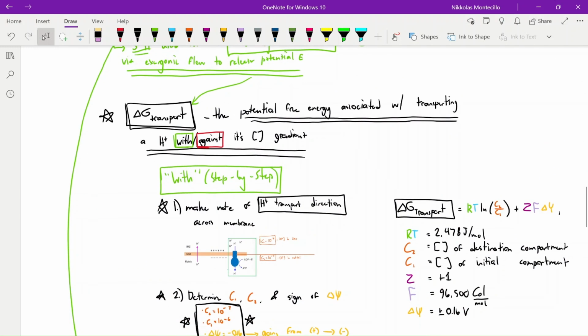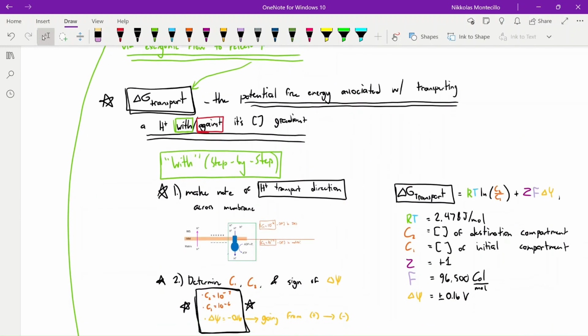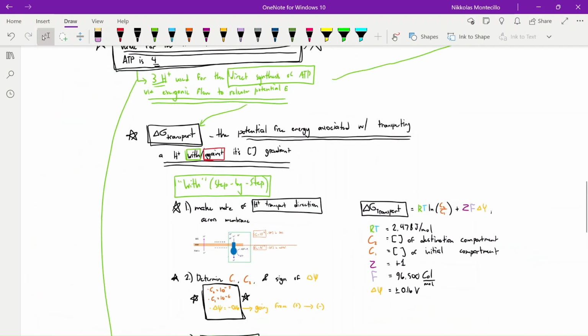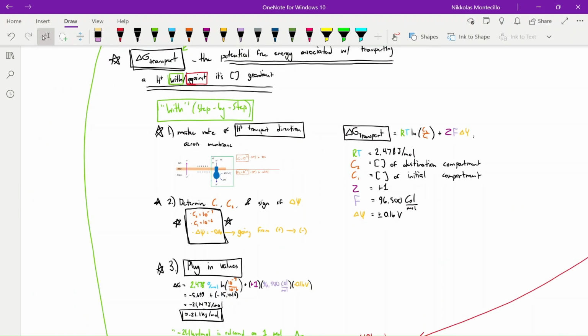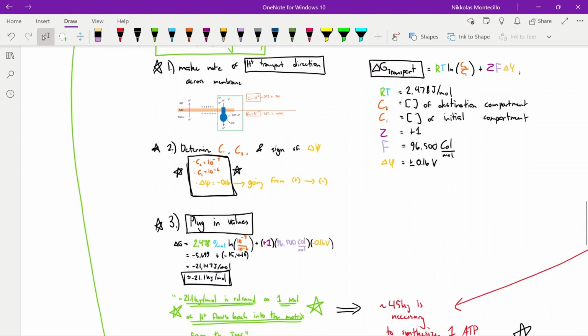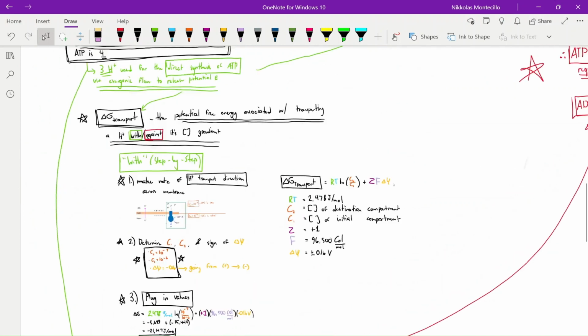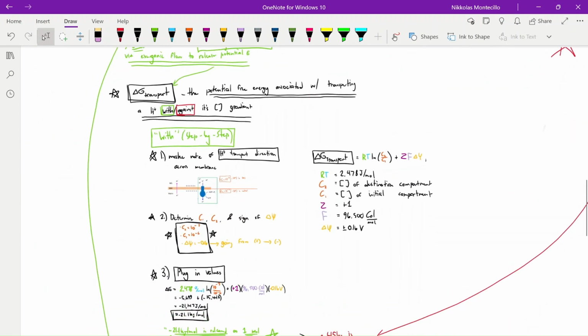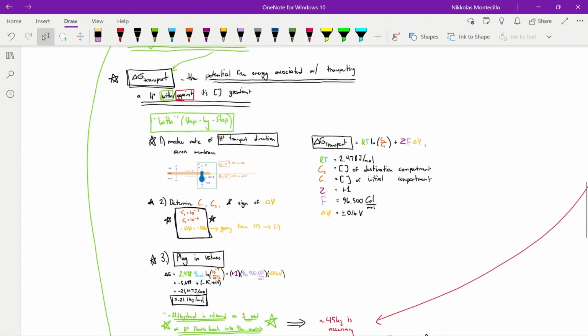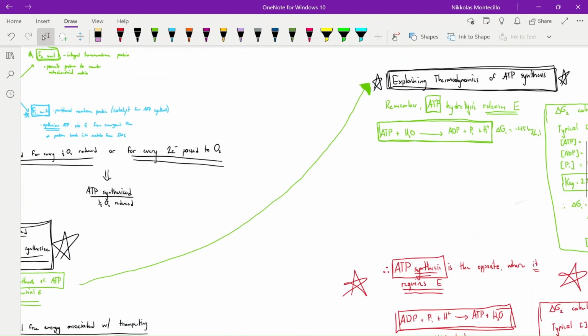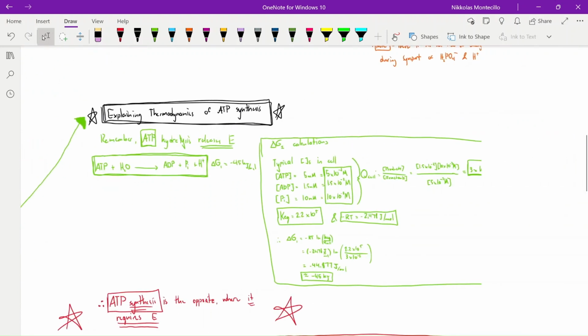So remember that delta G transport is just the potential and free energy associated with transporting a hydrogen proton with or against its concentration gradient, right? And we made these calculations already, where 21.1 kilojoules per mole is released as 1 mole of hydrogen protons flow back into the matrix from the IMS, right? But before we can go into the exact specifics of how ATP is synthesized, we should first look at the thermodynamics associated with ATP synthesis. So remember that ATP hydrolysis releases energy, right?